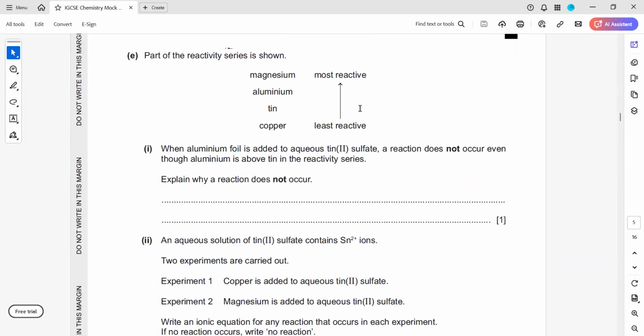Part E, part of the reactivity series is shown: magnesium, aluminium, tin. Most reactive is magnesium and the least reactive is copper. When aluminium foil is added to aqueous tin sulfate, the reaction does not occur, because aluminium is more reactive, so aluminium should displace tin. Although aluminium is above in the reactivity, explain why the reaction does not occur. Aluminium foil does not contain the localized ions as it has the aluminium oxide on it.